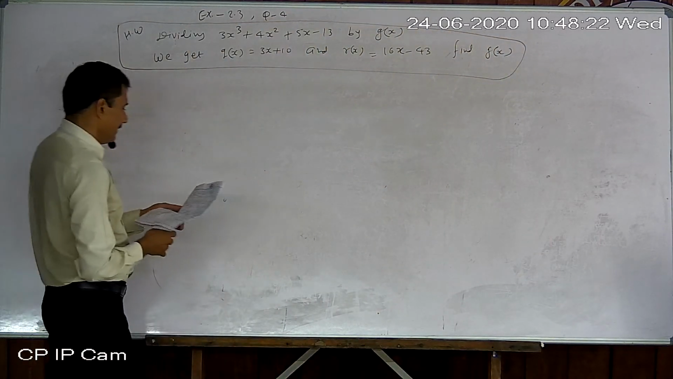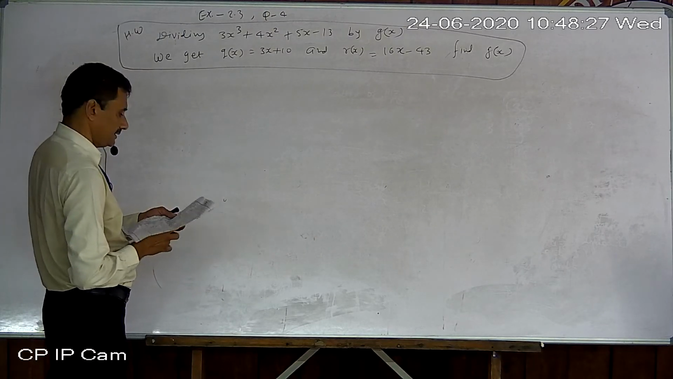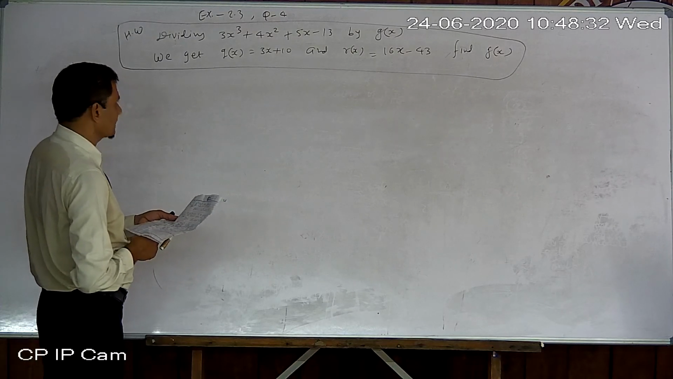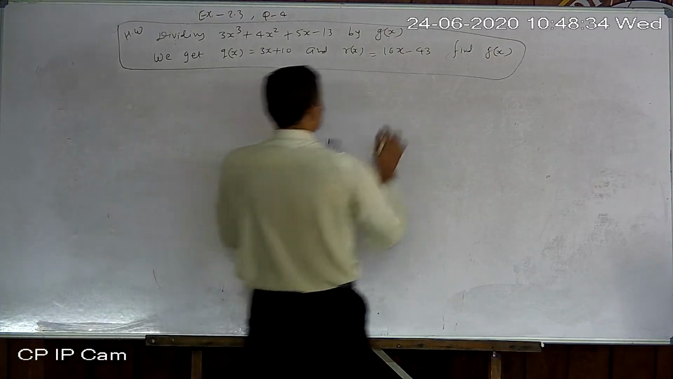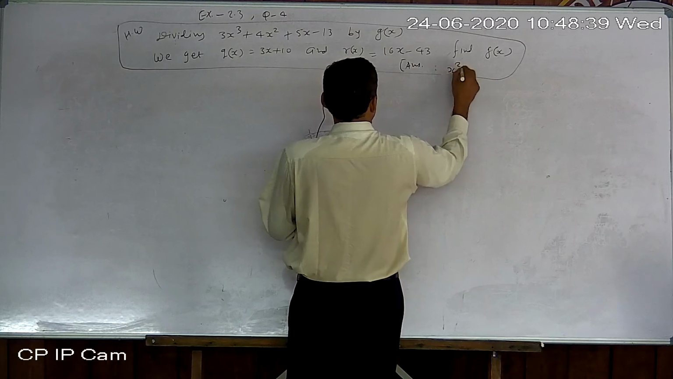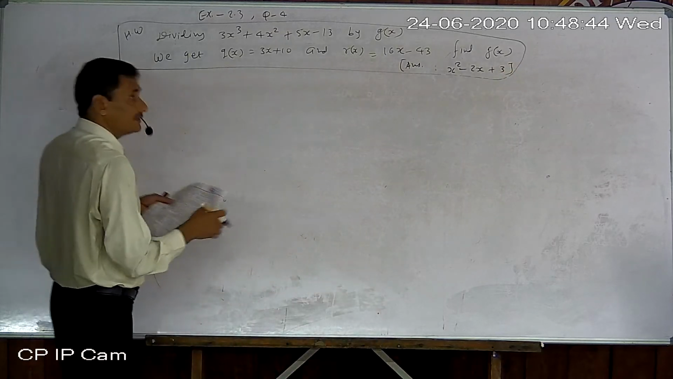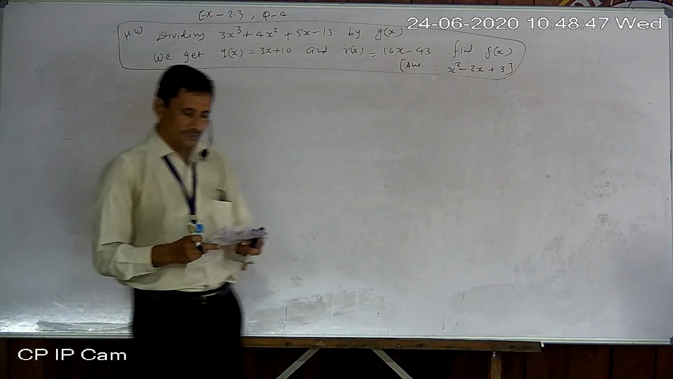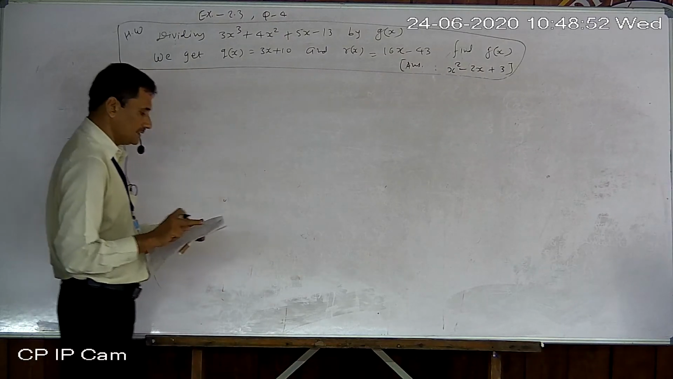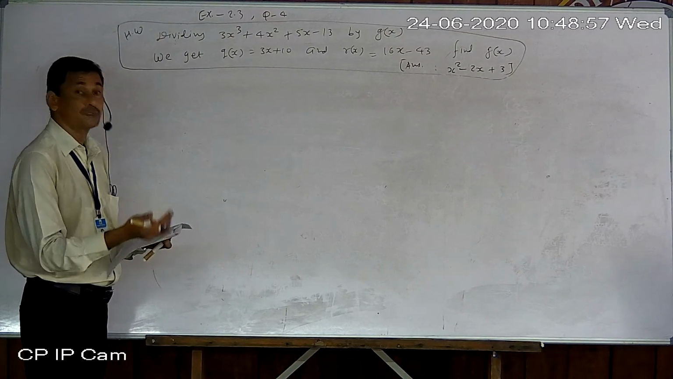Again, dividing 3x cube plus 4x square plus 5x minus 13 by g of x, we get q of x 3x plus 10 and r of x 16x minus 43. Find g of x. Answer will be x square minus 2x plus 3. That will be the answer. Now, dividing x cube minus 3x square plus x plus 2 by g of x, q of x is x minus 2 and r of x is minus 2x plus 4.